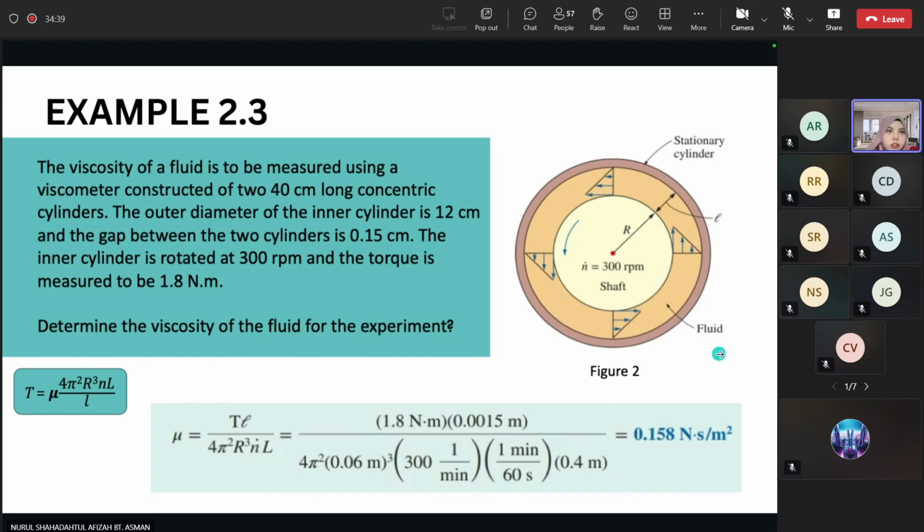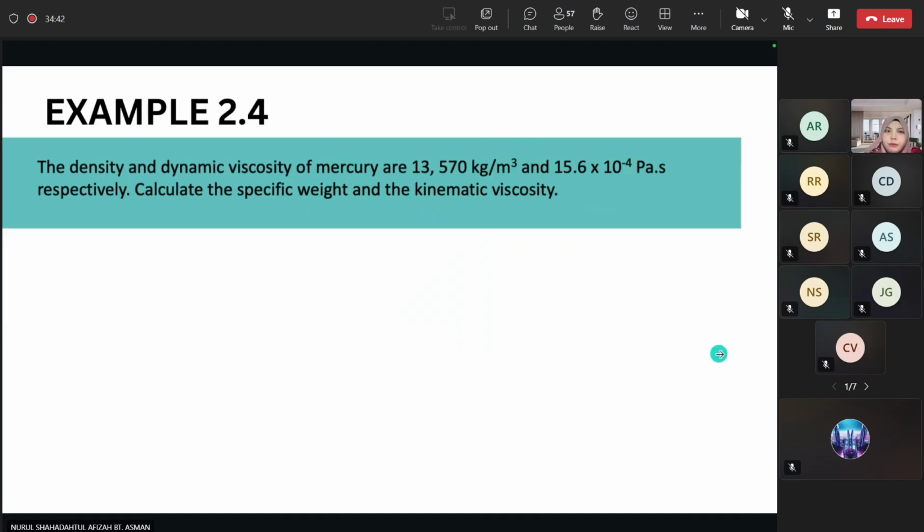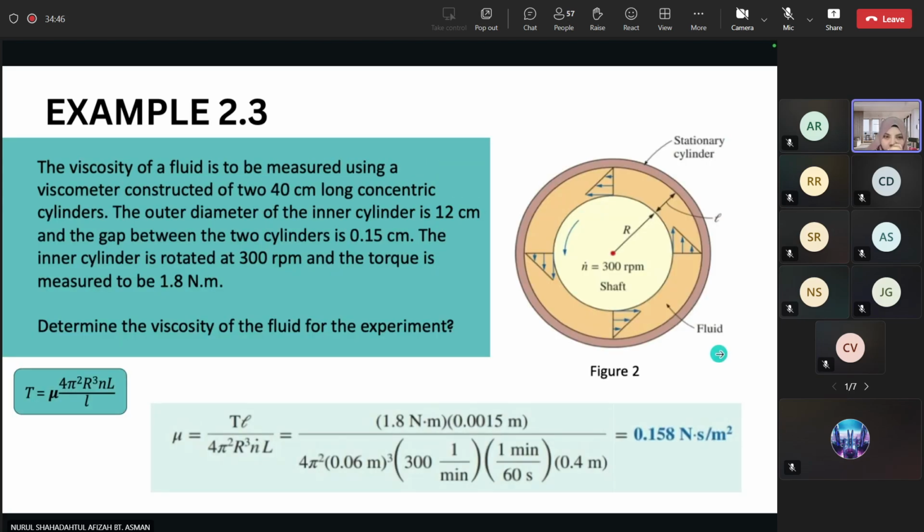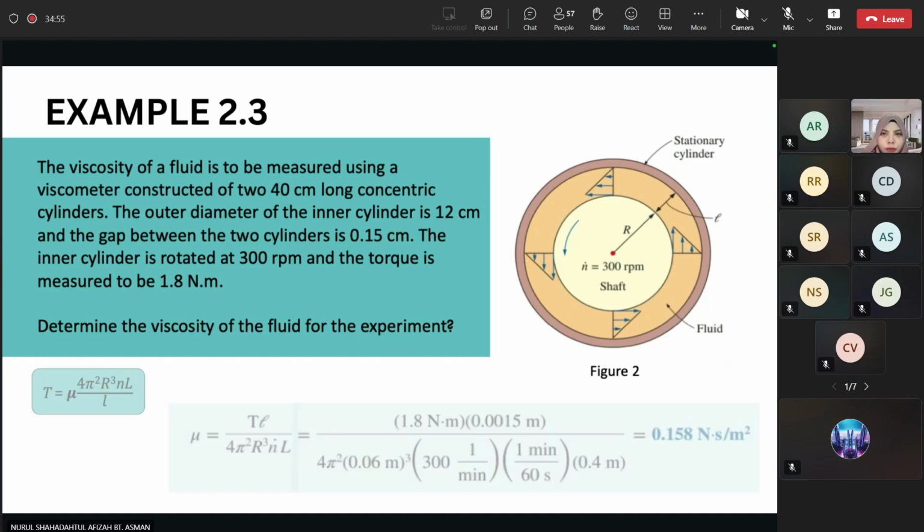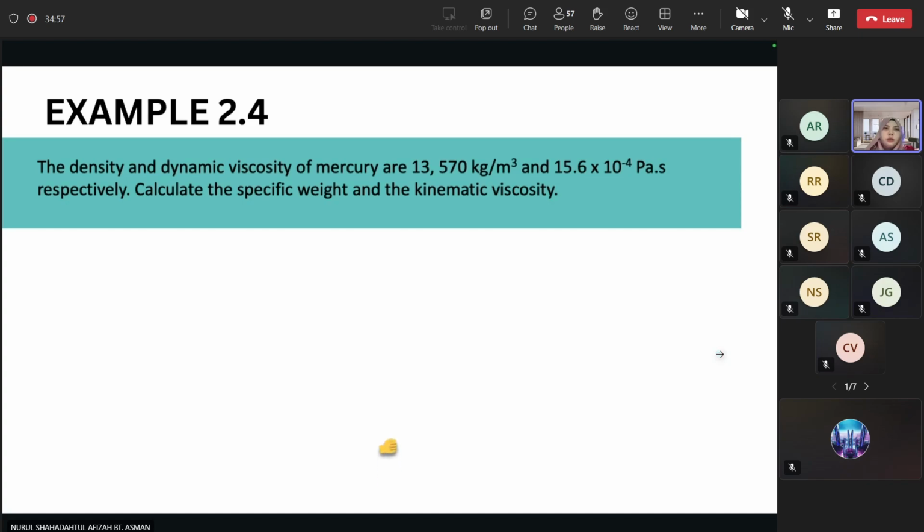Okay, that is this example. Any questions so far? Still here? Okay, I'll proceed to example 2.4.